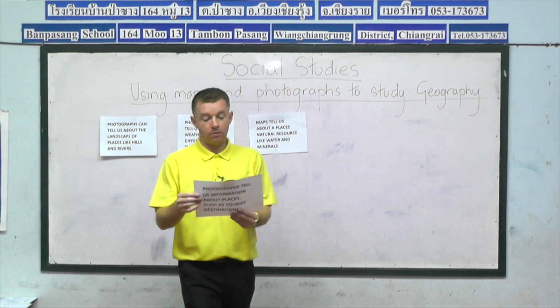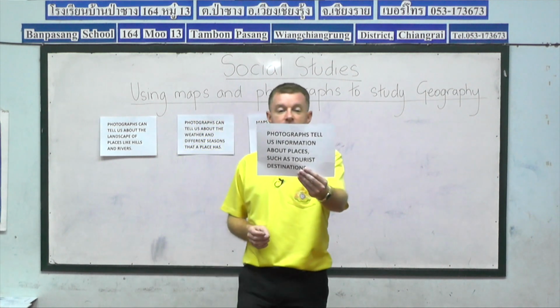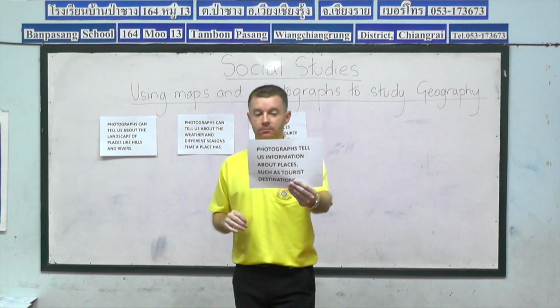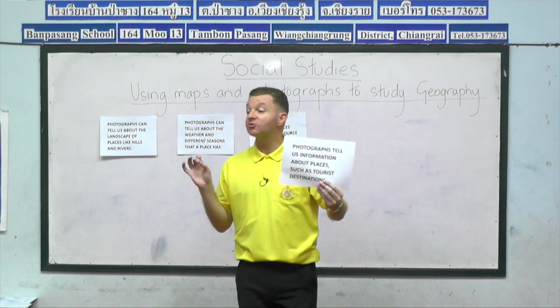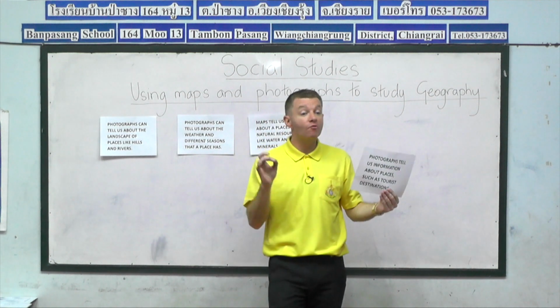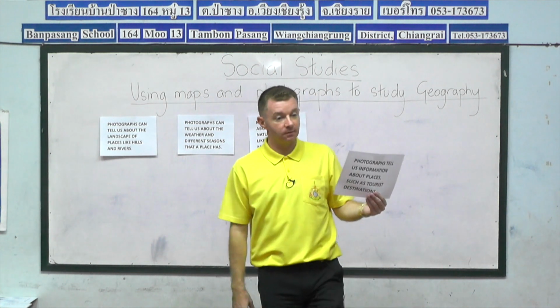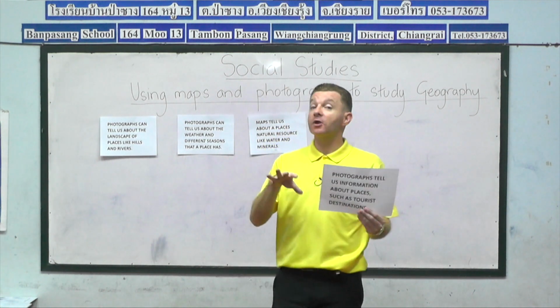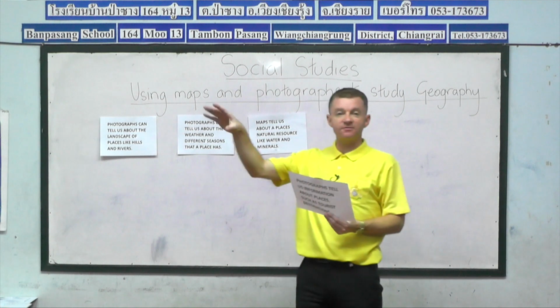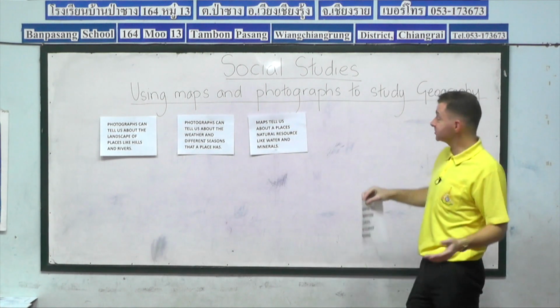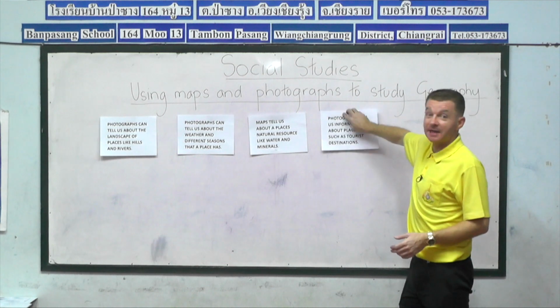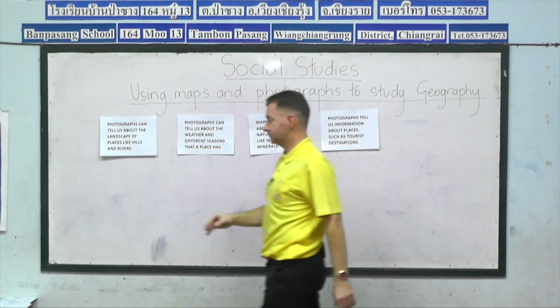Sentence number 4, photographs tell us information about places, such as tourist destinations. Yes, by looking at a map or a photograph, we might see some interesting places, like museums, temples, or amusement parks that we want to visit if we go there.